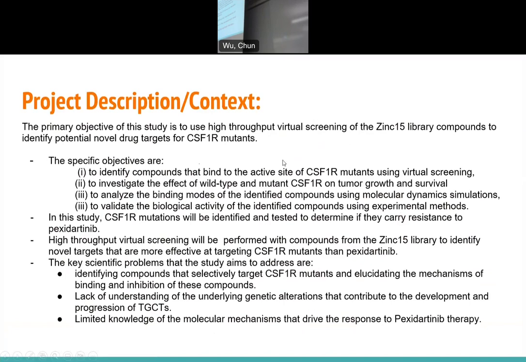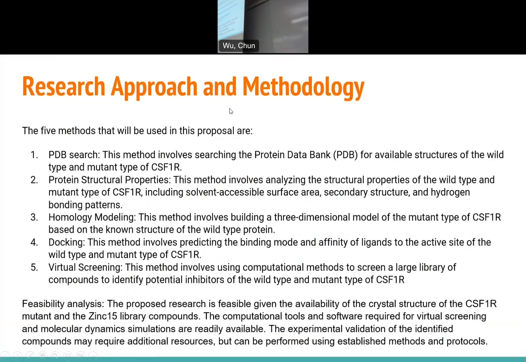We used all the methods that we basically went over, like the protein database, and then the docking, and then the molecular screening, all that. Actually right here. The first one, this method involves searching the Protein Data Bank for available structures of the wild type and the mutant type of CSF1R. And then the protein structural properties. This method involves analyzing the structural properties of the wild type and mutant type of CSF1R, including solvent accessible surface area, secondary structure, and hydrogen bonding patterns.